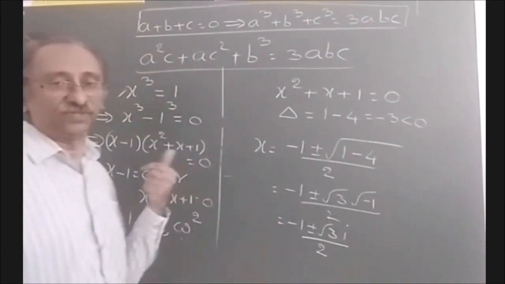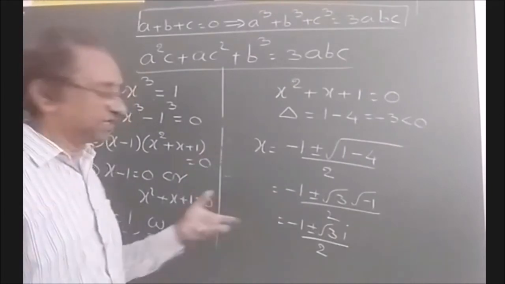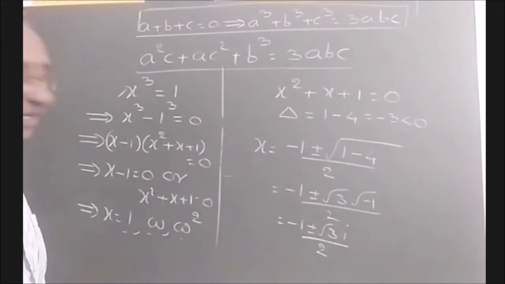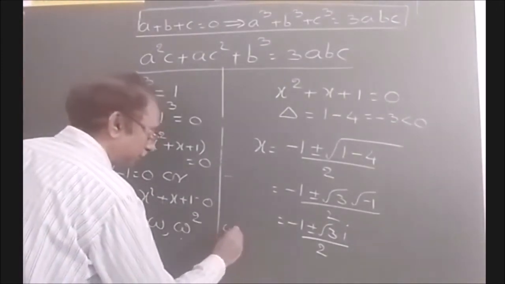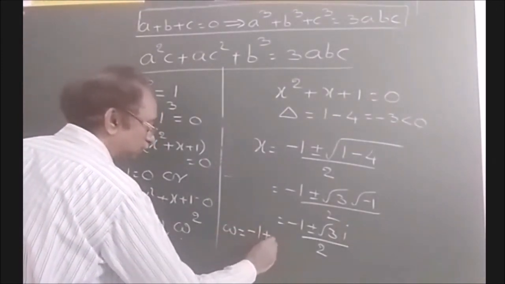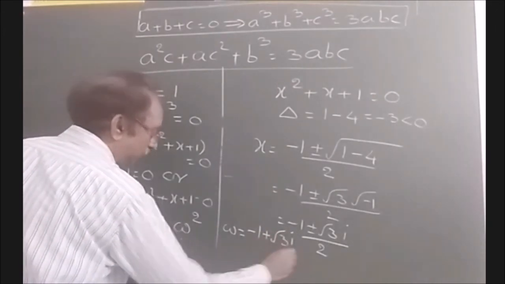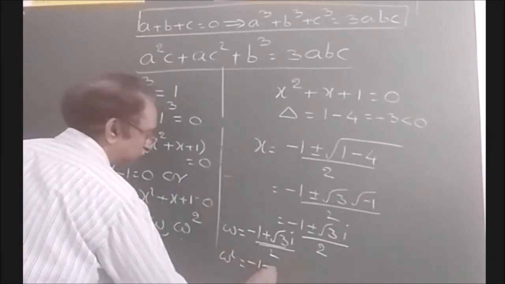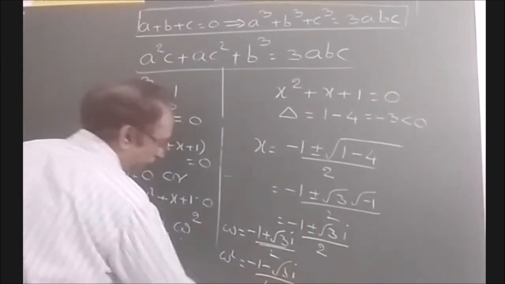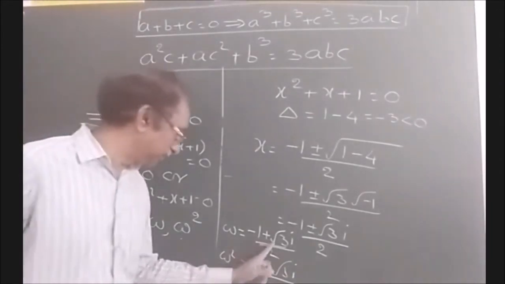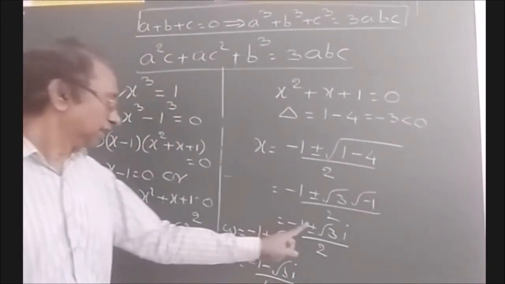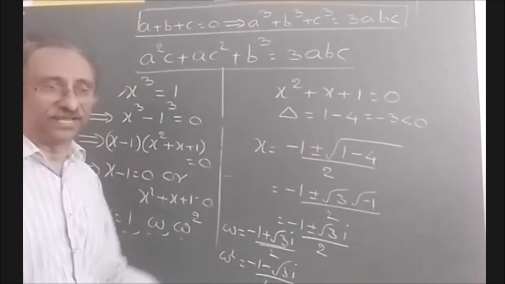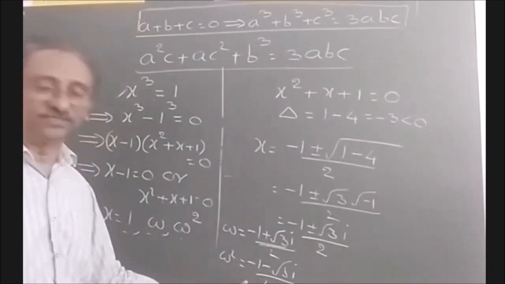We name them hereafter for further problems. One is omega and the other one is omega square. So what is that omega? Omega is minus 1 plus root 3 i by 2 and omega square is minus 1 minus root 3 i by 2. You can observe, if you square this, you will get this. That's why, if this is omega, there is no need to put another name for this like gamma or delta. Simply, its square is this one.